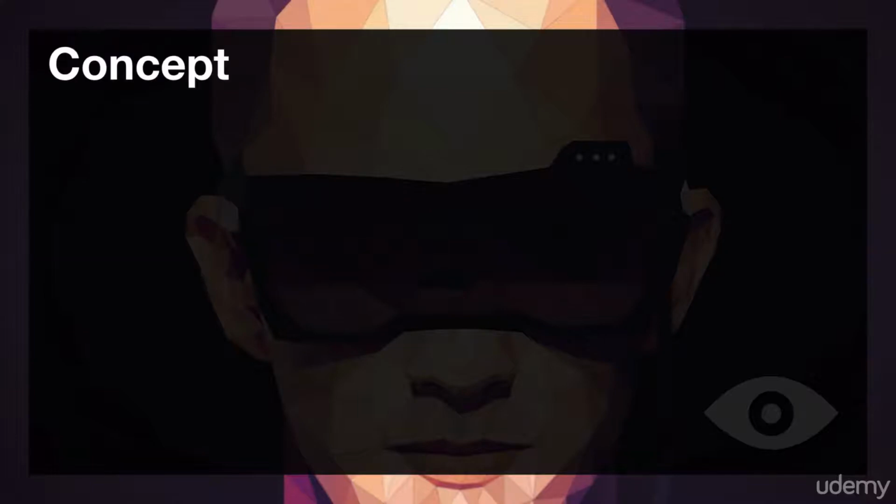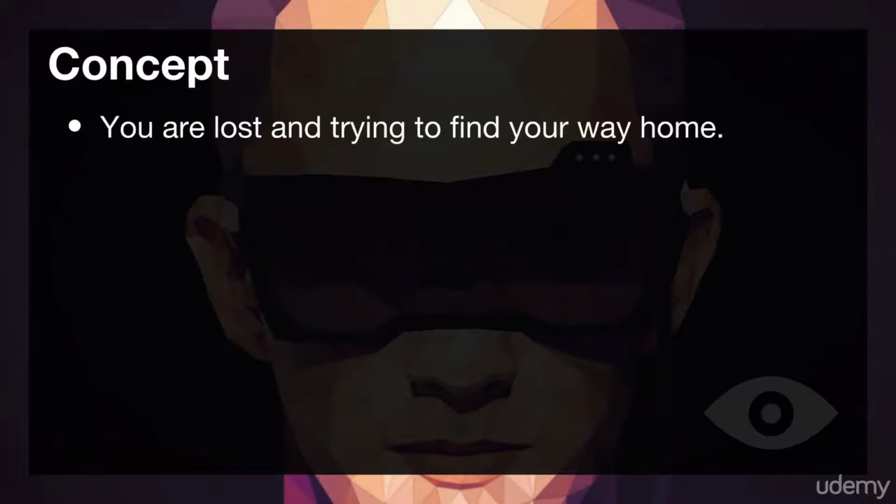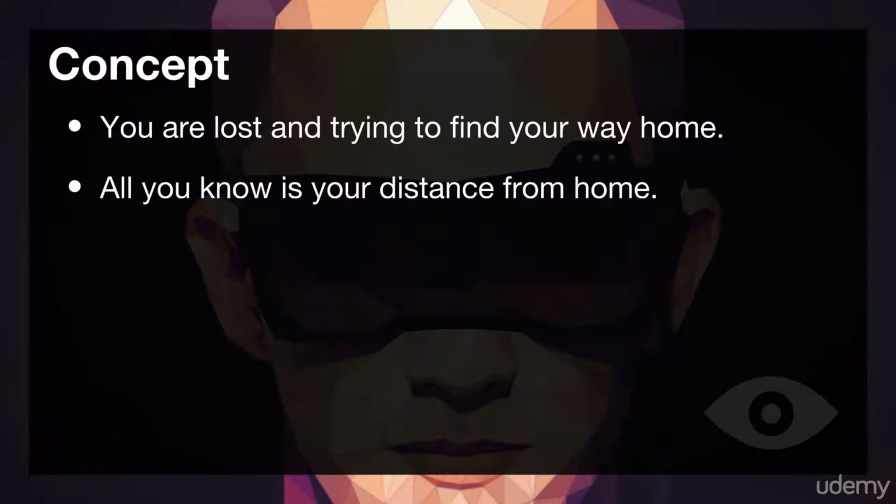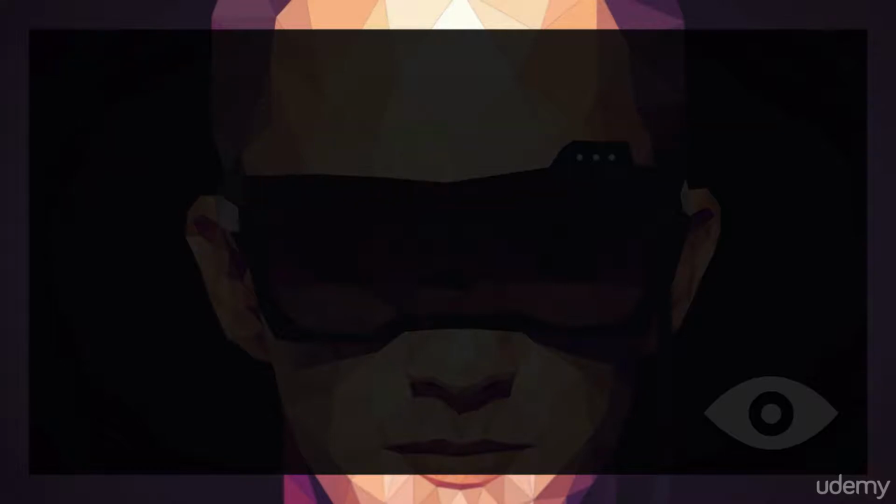How about the concept? This game is called Go Home. Basically, you are lost and trying to find your way home. All you know is your distance from home. So you're completely blind in a world, presumably completely mired by fog, but somehow you've got a beacon that is telling you you are so many meters away from home, and you've got to find your way back using this beacon device.